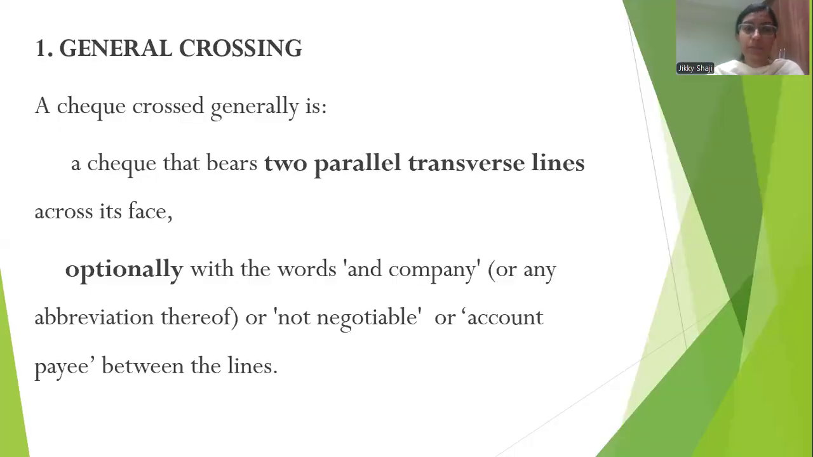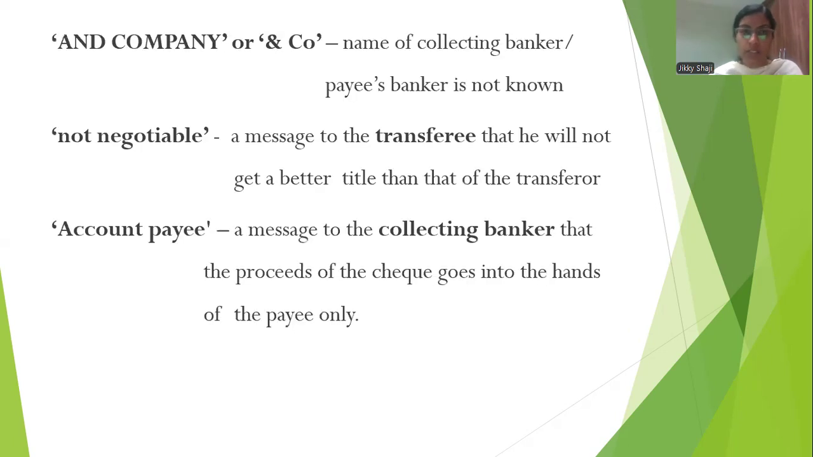So, to be more specific, what exactly is general crossing? A generally crossed check is a check that bears two parallel transverse lines across its face, with or without the words "and company" or its abbreviation, or "not negotiable" or "account payee." That is, between two parallel transverse lines, these words can be written. However, it is optional.